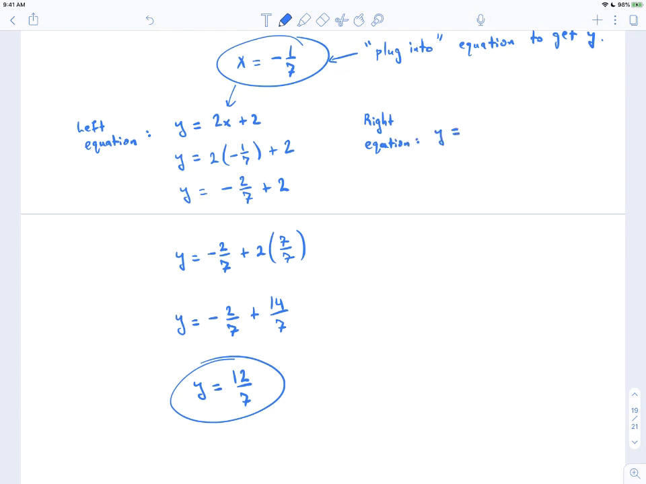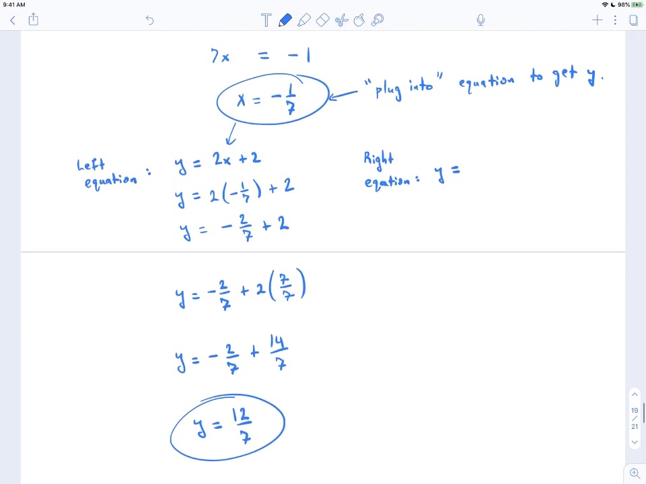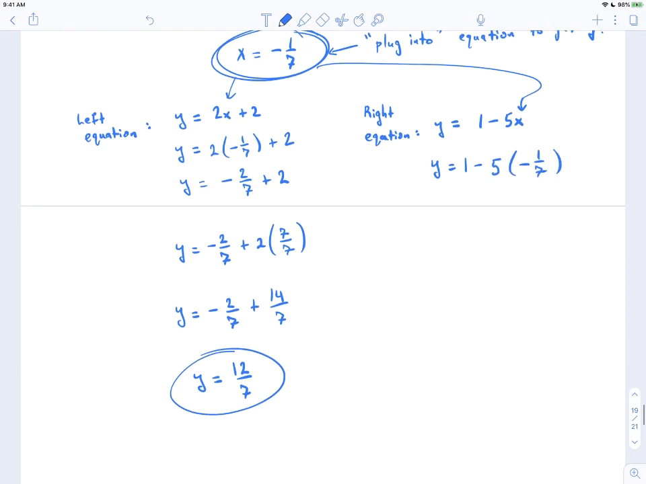That equation is y equals 1 minus 5x. Here's x, so we're just going to plug that right into there. So y equals 1 minus 5 times negative 1 over 7. So y is equal to 1 plus 5 over 7. Again, I need to give these a common denominator. So 1 is the same as 7 over 7 plus 5 over 7. So y, 7, 8, 9, 10, 11, 12, 12 over 7.